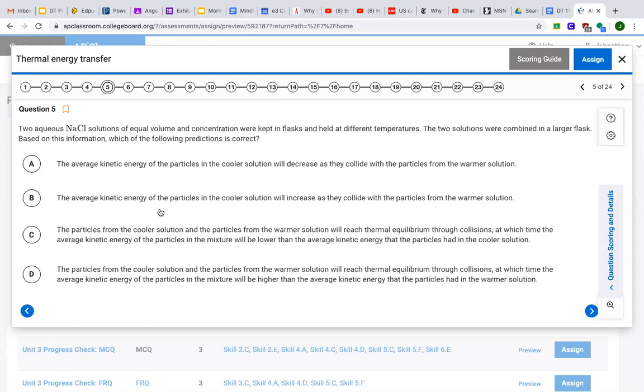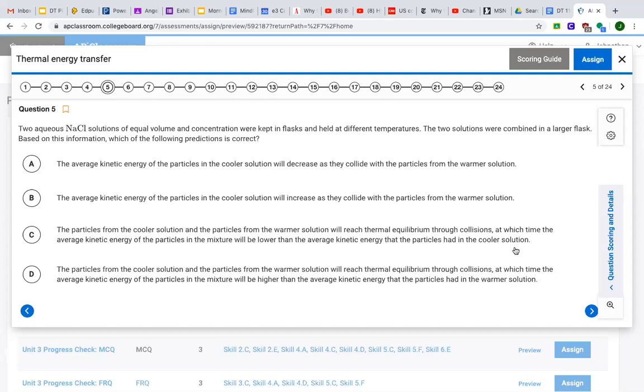Okay. So I want to hear from, let's go with Idali. Idali, what do you think? Is it C? The particles in the cooler solution and the particles from the warmer solution will reach thermal equilibrium through collisions, at which time the average kinetic energy of the particles in the mixture will be lower than the average kinetic energy that the particles had in the cooler solution. Okay, so there's something wrong with that. Who can tell me what's wrong with that answer?